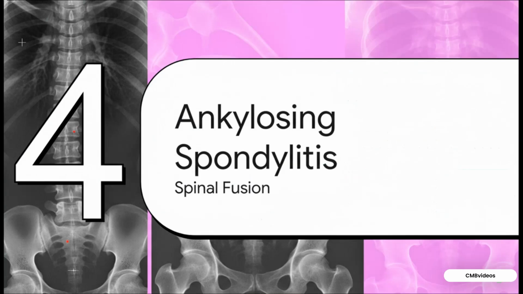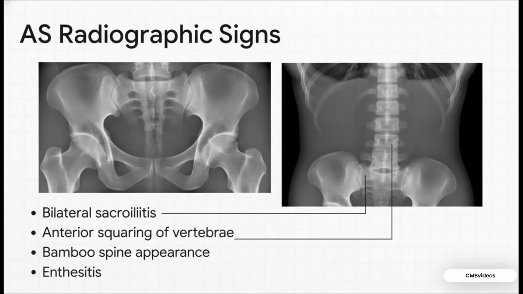Let's move away from the limbs and focus on the axial skeleton to discuss ankylosing spondylitis, the disease of inflammatory spinal fusion. Ankylosing spondylitis is an inflammatory disorder that fundamentally and permanently alters spinal architecture. The progression you see on an x-ray tells a very rigid story. It almost always kicks off with advanced bilateral sacroiliitis.